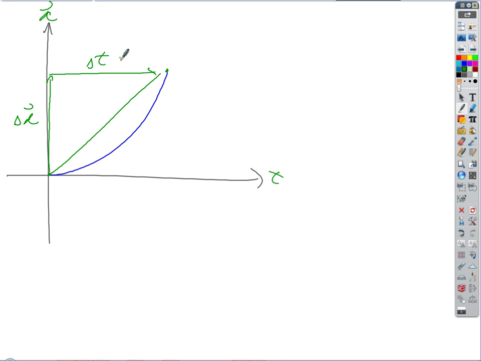Would you agree that when I start this story, am I traveling at a speed or at a velocity that's greater than or less than my average velocity for the whole trip? Less than. Okay. When I finish my trip, is my instantaneous velocity greater than or less than my average velocity? Greater than, right? Everybody agree? Okay. How could I see that from the graph?